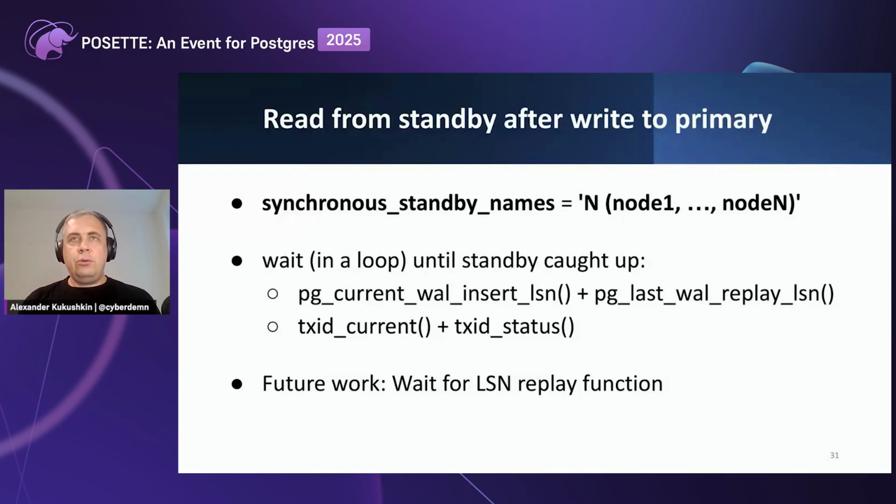The second option, you need to implement some logic in your application, which will be waiting for synchronous standby to catch up with the primary. The way it works, before committing transaction or after committing transaction, you need to get the current WAL insert LSN, and you need to wait until standby replays up to this LSN. It would be nice to have a function in Postgres that implements such behavior, but it's not yet there, although discussions in the hackers mailing list are happening.